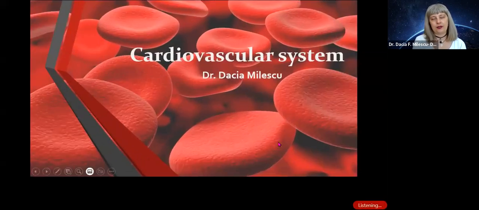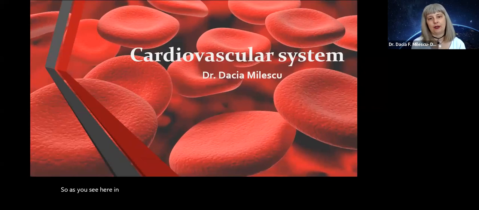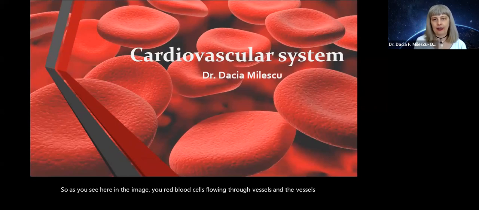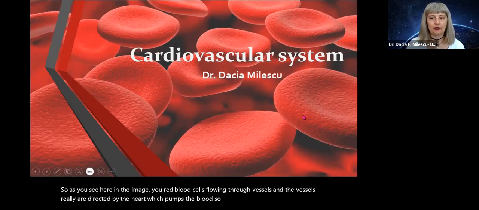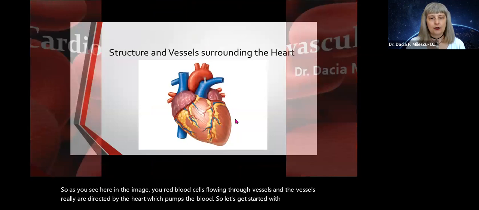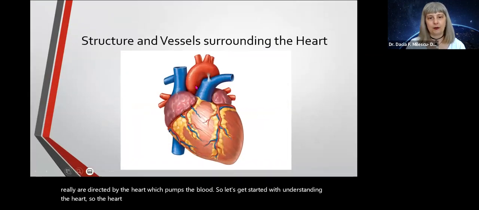So as you see here in the image, you see red blood cells flowing through vessels, and the vessels really are directed by the heart, which pumps the blood. So let's get started with understanding the heart. So the heart, these are the great vessels. We have the superior and inferior vena cava.